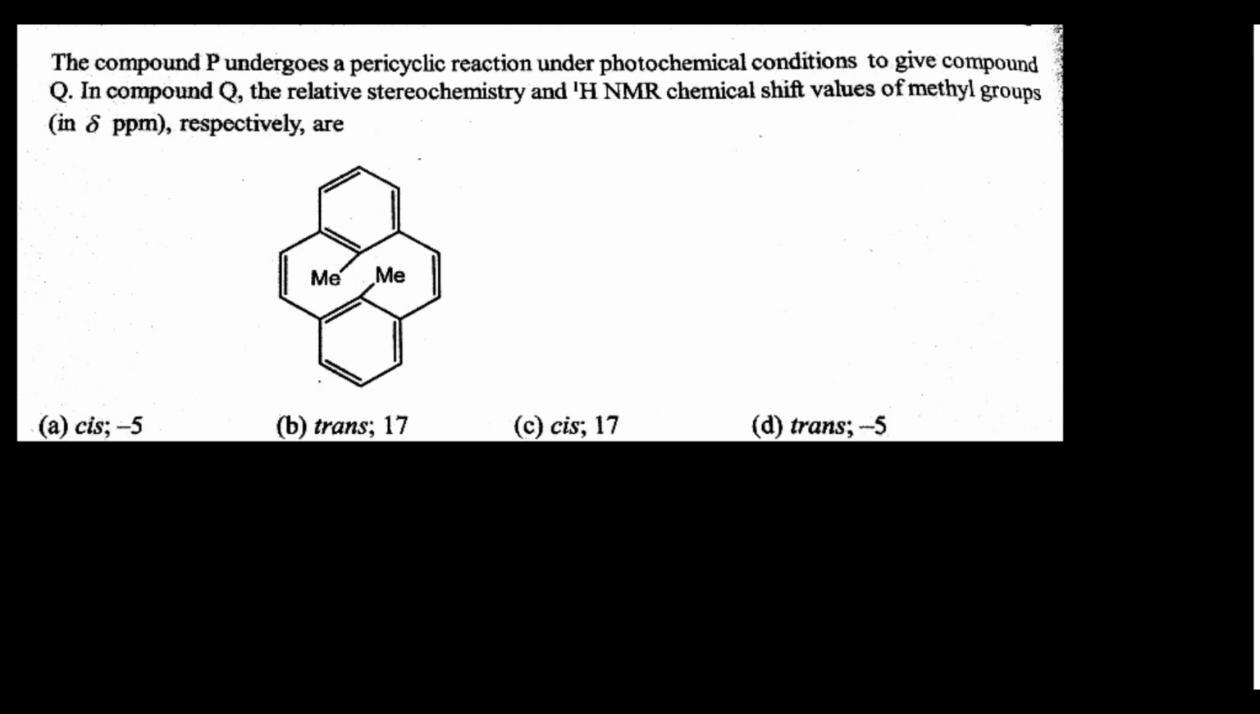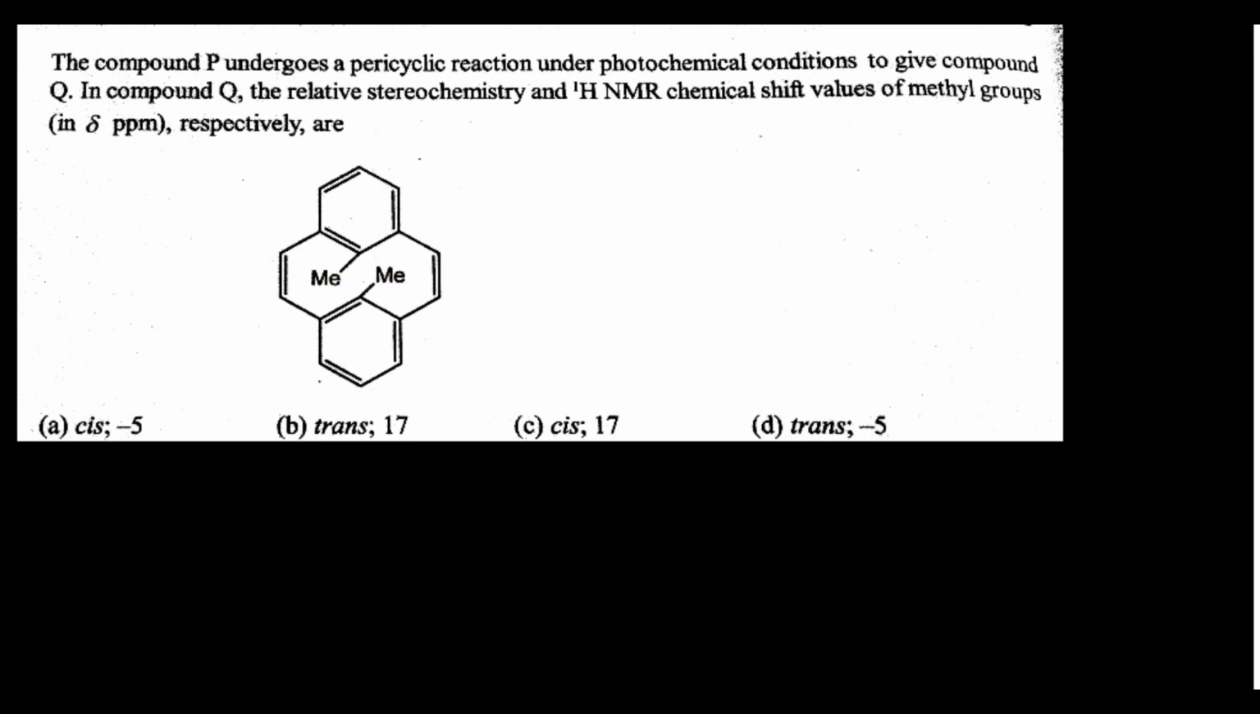I think this is my last problem, and what it says is that the compound P undergoes a pericyclic reaction. So this is compound P. It is undergoing the pericyclic reaction under photochemical conditions to give the compound Q. In compound Q, we need the relative stereochemistry and the chemical shift of the methyl groups respectively. That means this compound undergoes the pericyclic reaction, and for the product you form, you have to decide the stereochemistry of these two, and the nature of the compound, as well as the chemical shift.